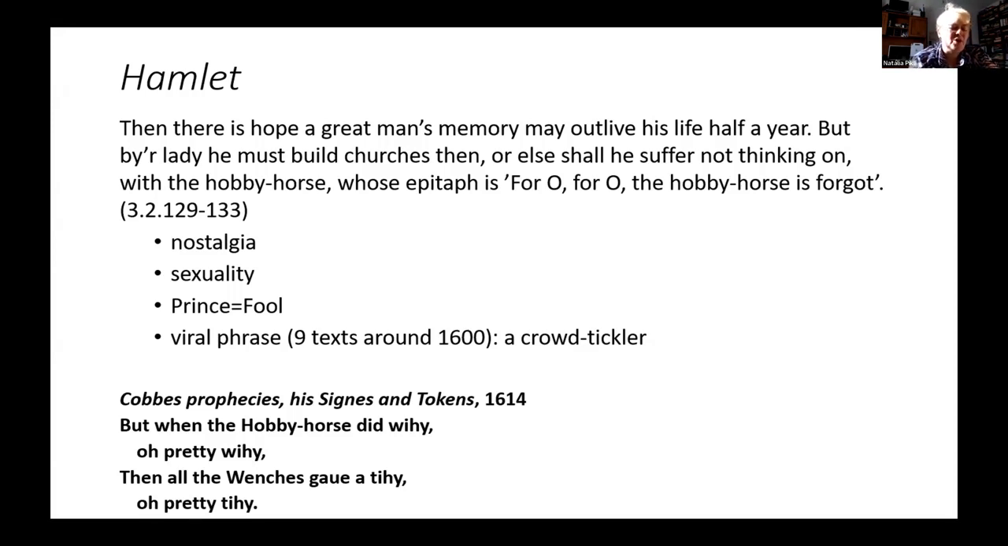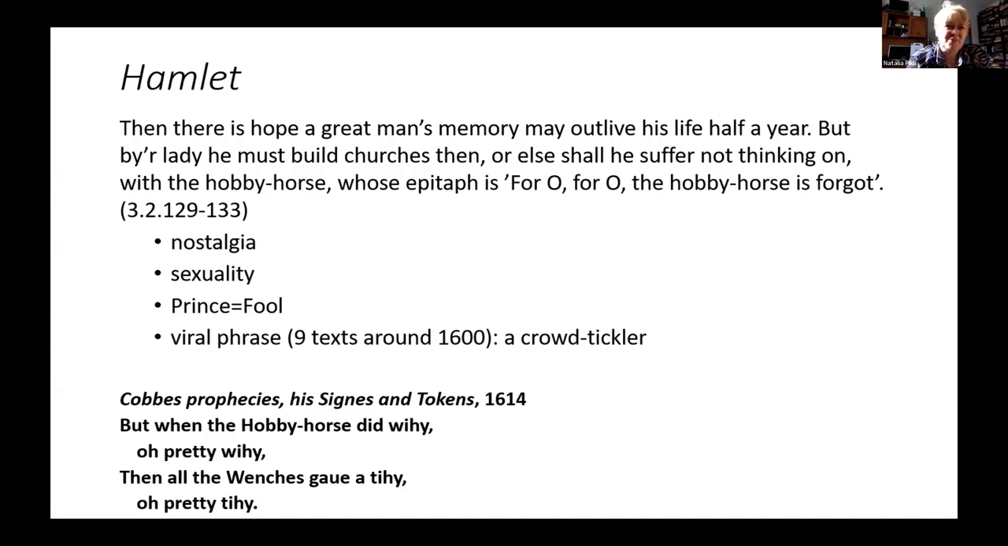the other meaning of the hobby horse as a foolish character or as associated with foolishness is also somewhere there in the background. With the loss of memory, the element of nostalgia is quite clear, and in the context of the dialogue with Ophelia, the references to sexuality are there. And if you just look at this little quotation from a poem from Cobb's Prophecies, Signs and Tokens, a verse pamphlet from 1614, it's easy to see how hobby horses and women were very closely associated.